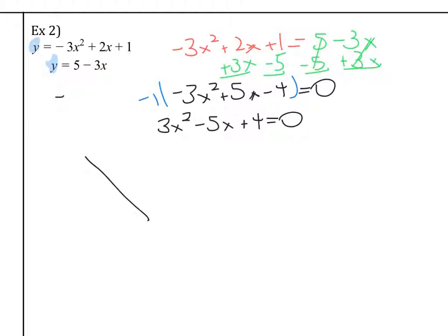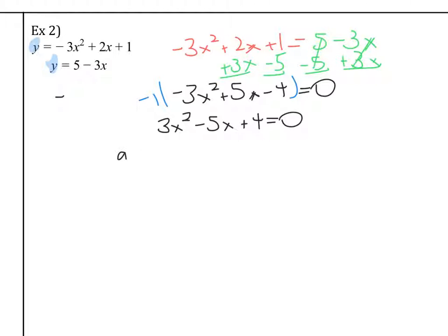So let's see if this is factorable. Are there any factors of 12 that add to negative 5? We have 4 times 3, 6 times 2. What I'm seeing is that it is not factorable, right? 4 times 3 is 12, 6 times 2, nope. So let's use the quadratic formula. Not factorable, so we have to use the quadratic formula.